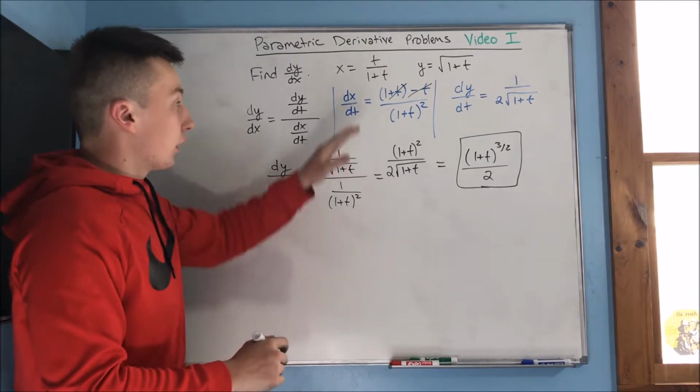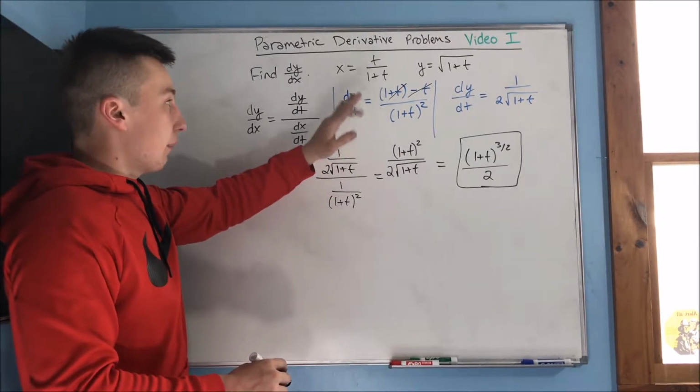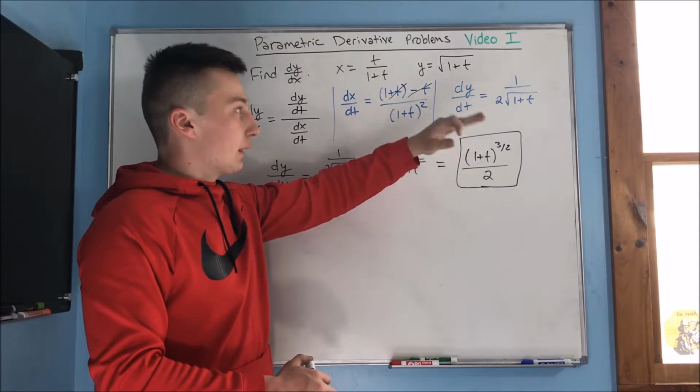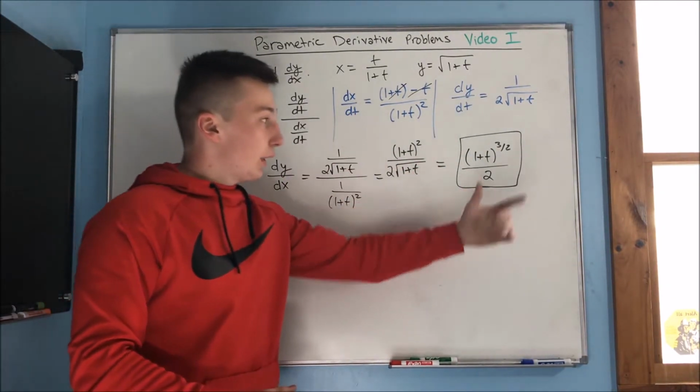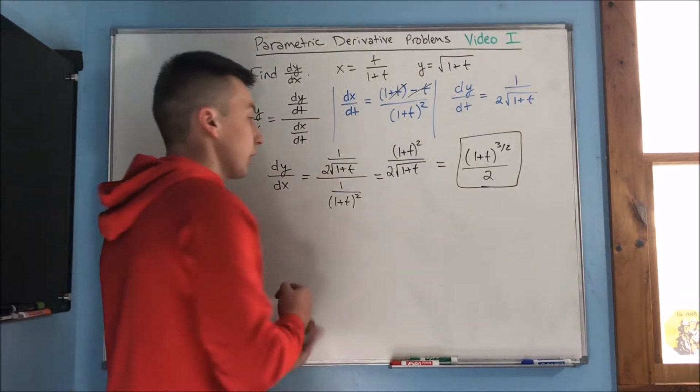So we're just taking our derivative with respect to time of x and our derivative with respect to time of y. Alright, and then put those together in our equation and we get our dy/dx, right? We get our derivative.